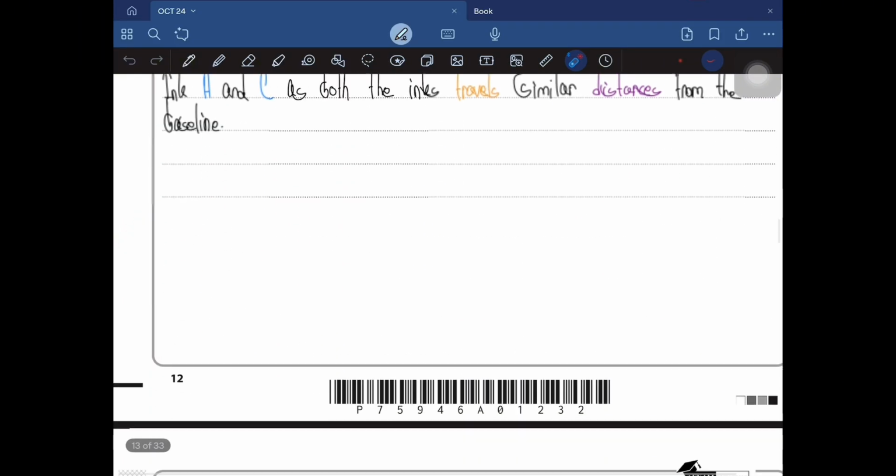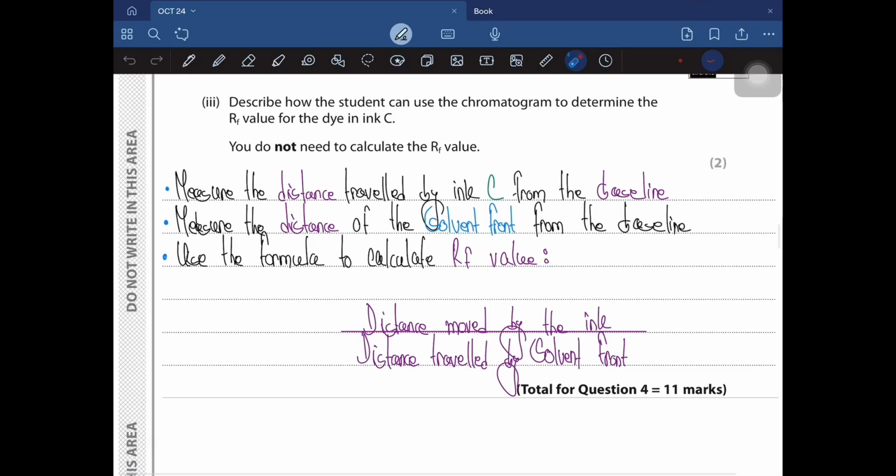That is what I have written over here in my answer. Measure the distance traveled by ink C from the baseline or start line. Measure the distance of the solvent front from the baseline. Use the formula to calculate the RF value. RF value is the distance moved by the ink divided by the distance traveled by the solvent front. So let's just move on to the next question.